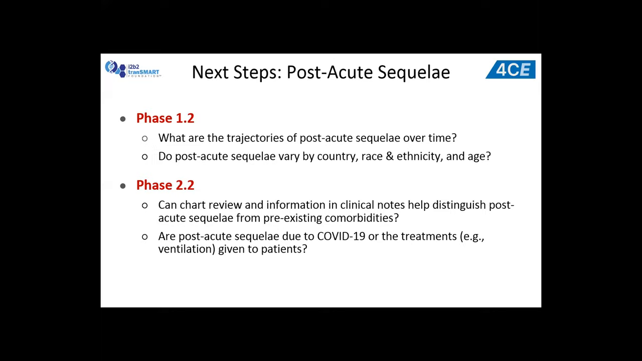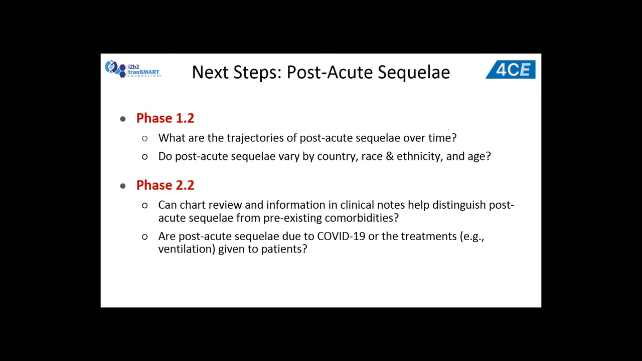Next steps are post-acute sequelae. As the acute phase starts to diminish in the United States and other countries, what we're seeing is there's an increasing number of patients that are suffering from post-acute sequelae or long COVID symptoms. Again, we have phase one and phase two studies working on this.